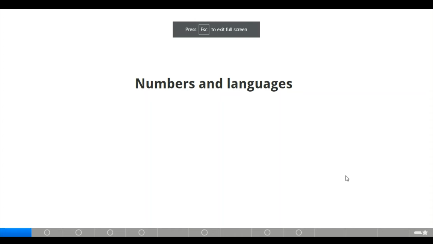Hi everyone. We're going to be looking at another topic in mathematics, which is numbers and language. And we have our slide here that will serve as a guide for this class. Now, when we're talking about natural numbers, what are natural numbers?